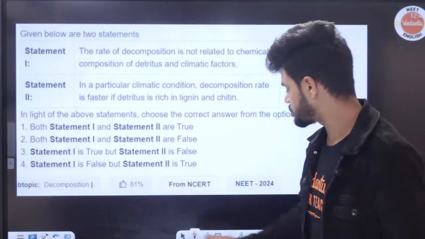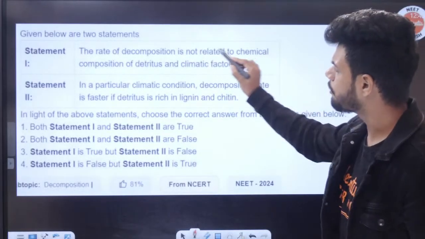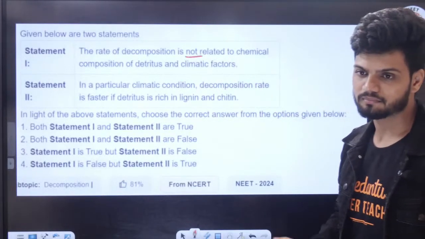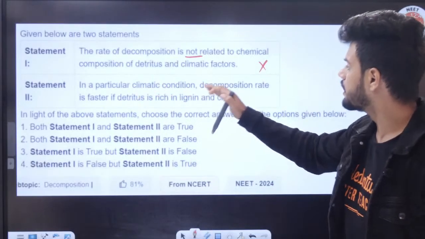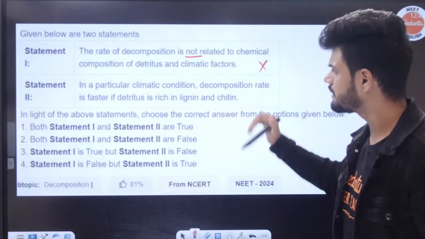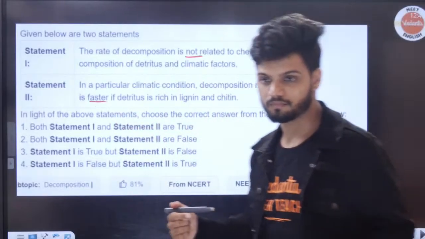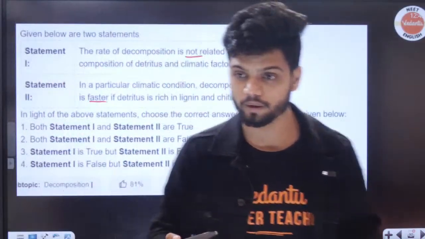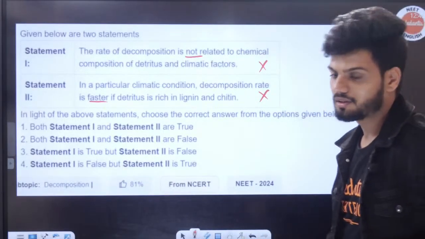The rate of decomposition is not related to chemical composition of detritus and climatic factor, students. Is it not related? It is related. Statement is wrong. In a particular climatic condition, decomposition rate is faster if it is rich in lignin and chitin, students. Tell me, is it faster in lignin and chitin? No, it is slower. So what is the answer? Both statements are wrong.